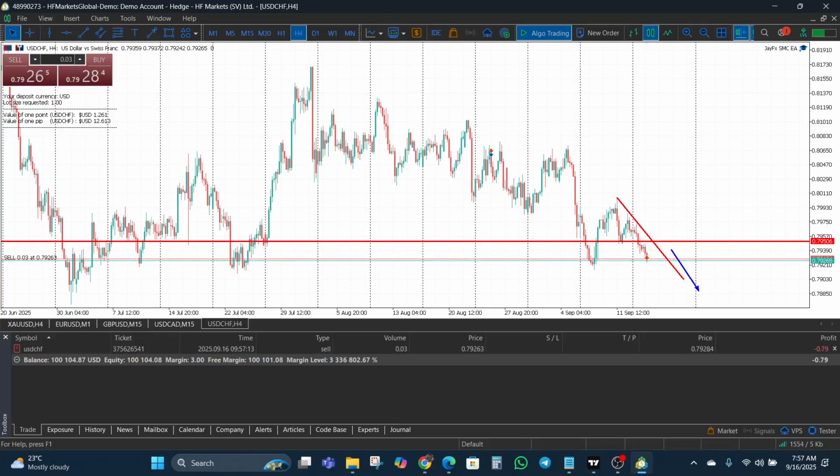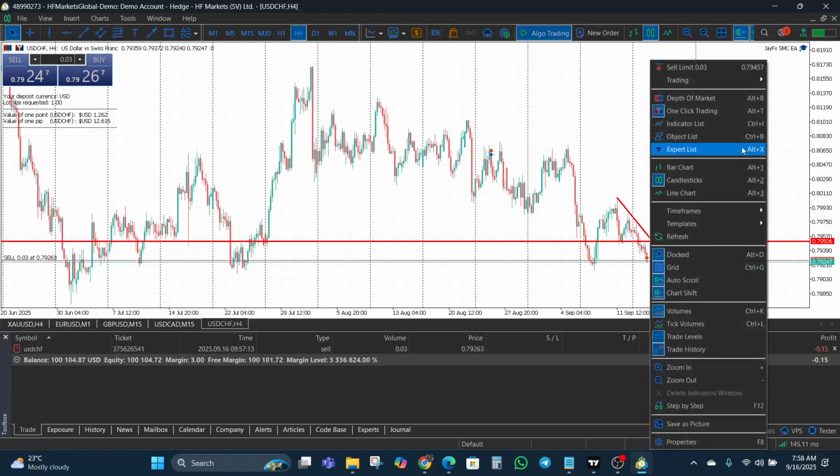Now let us talk about limit orders, okay? A limit order allows you to set a specific price at which you want to buy or sell. The trade only executes if the market reaches that price or better. For example, if we wanted to sell at a price that is higher than this current price, just like I said, we notice that USD CHF is in a bearish trend, but this time around, we don't want to enter immediately because we want to enter at a better price. So we can decide to use a sell limit.